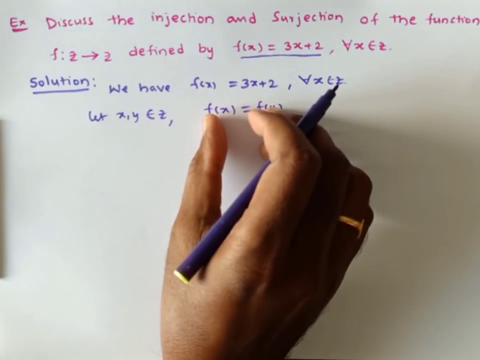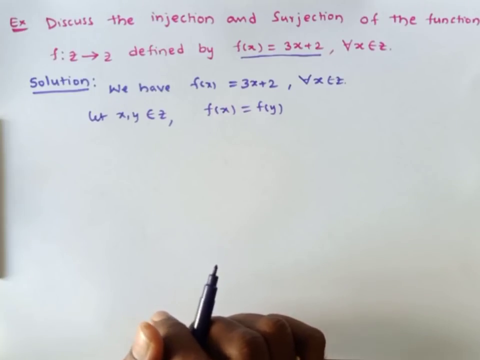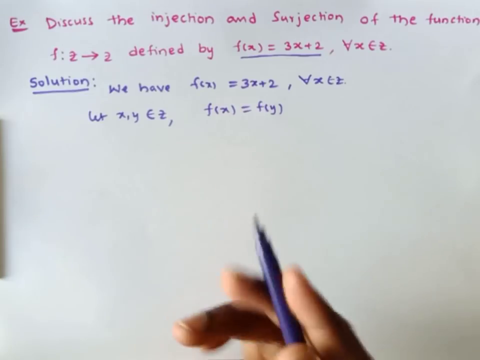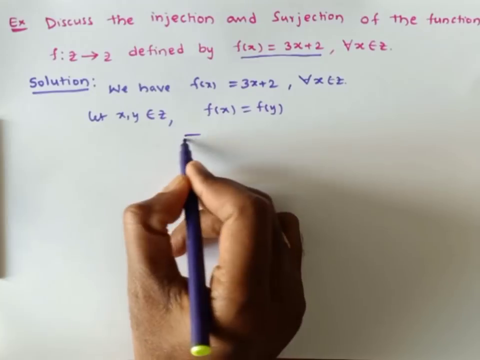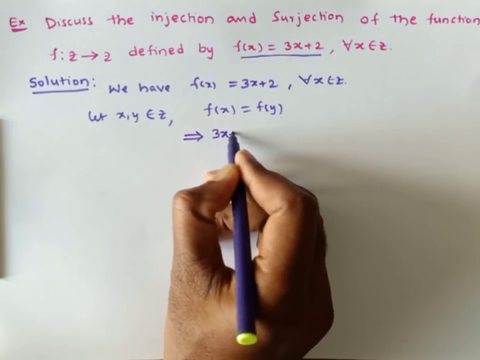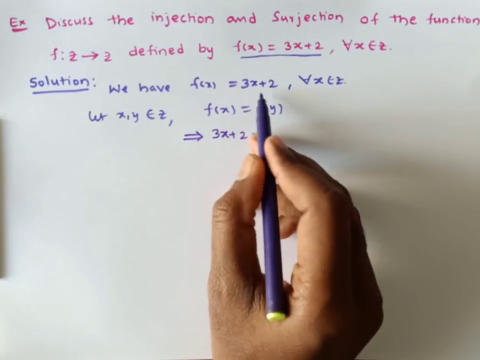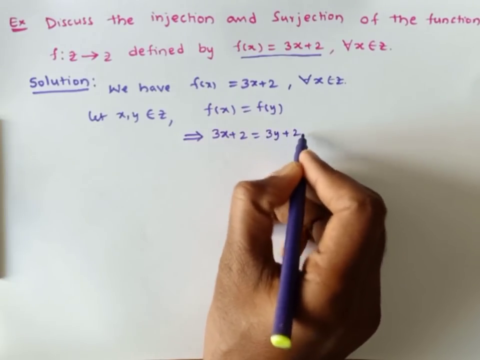If these two images are the same, the numbers must also be the same, that is, x equals y. Let us prove that. If f of x equals f of y, then x equals y, therefore it is a one-one function. Now f of x equals f of y. What is f of x? This is 3x plus 2. What is f of y? Replace x with y, so it is 3y plus 2.